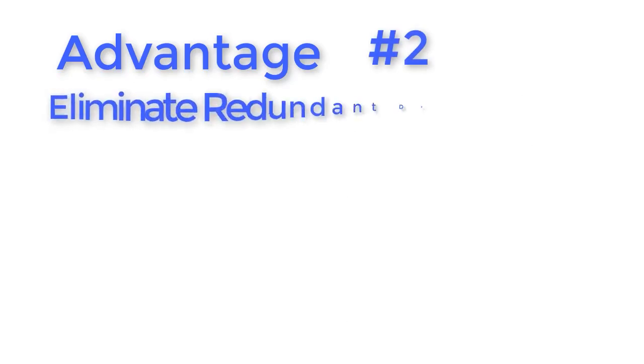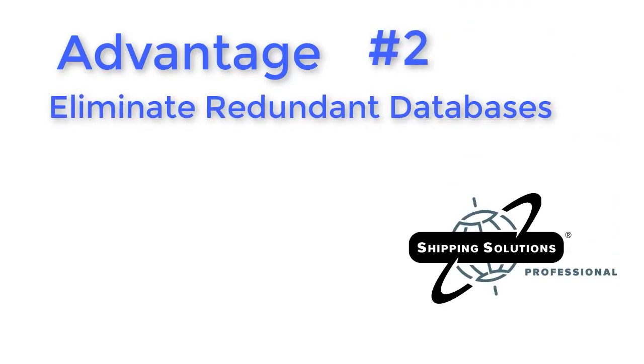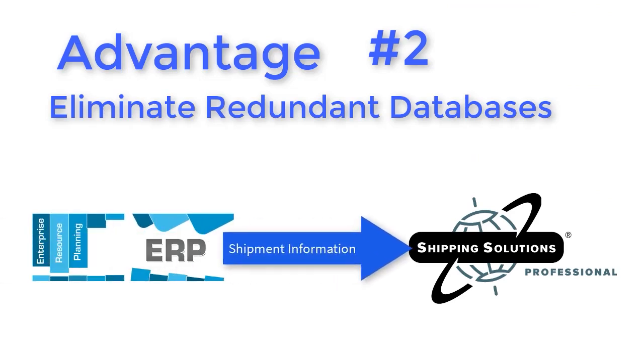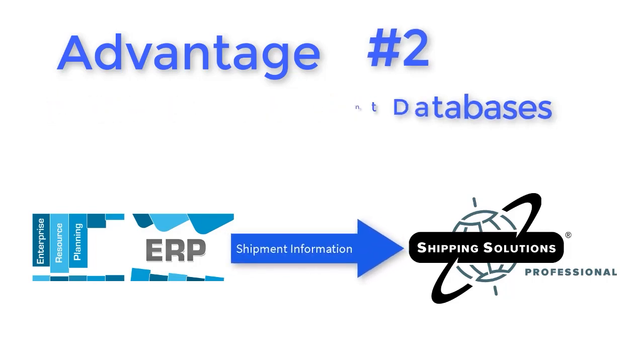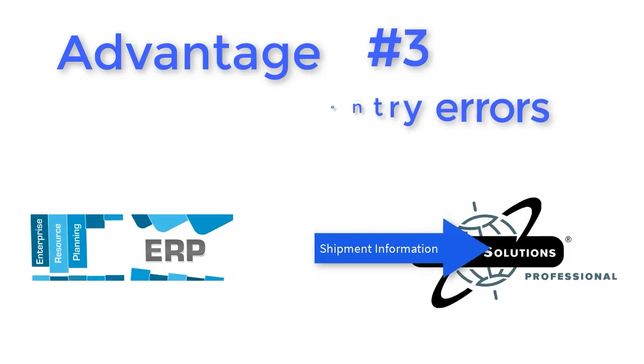Second, with the DXM, you do not need to store information in the Shipping Solutions databases that you already have stored in another system. This eliminates redundant databases. With the DXM, you are typically importing most of the contact and product information from your company's system. Third, you reduce the chance for data entry errors because the DXM imports the data from your company's system, so you don't need to retype important information.